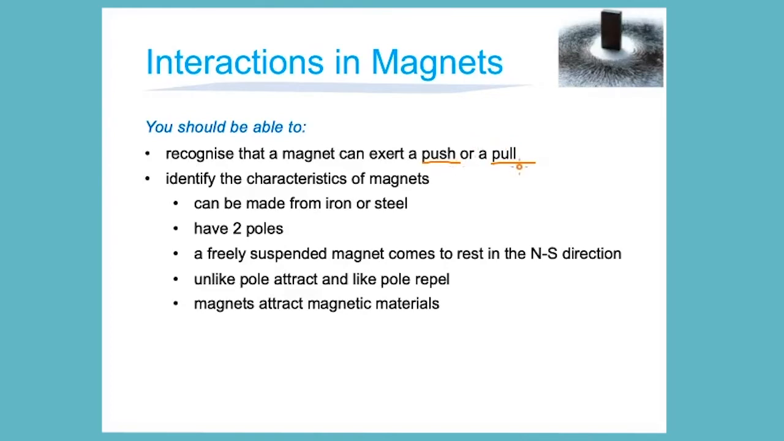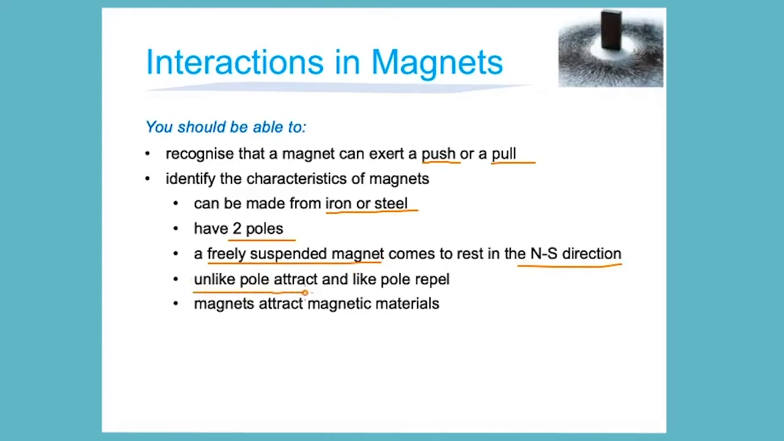Then you should be able to state the different characteristics of magnets. They are usually either made from iron or steel. They have 2 poles, north and south. A freely suspended magnet will rest in the north-south direction. This freely suspended magnet can either be on the surface of water, or it can be hung freely from a string, right? So these are 2 ways that magnets can be naturally suspended.